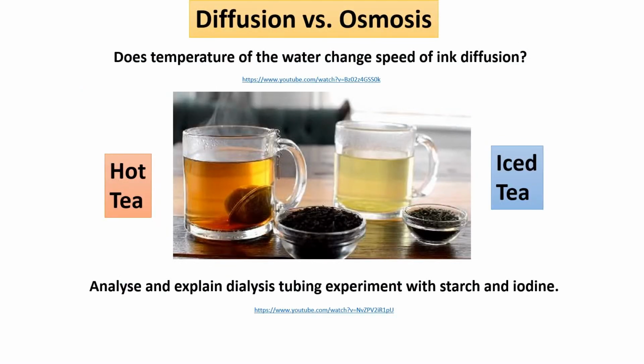The other example of diffusion and osmosis. If you have hot water and you're making hot tea, or on the other side you have ice water and you're making iced tea, what's happening during these processes of making tea with different temperatures is also diffusion. And again, diffusion depends on the temperature, as I was talking about previously.